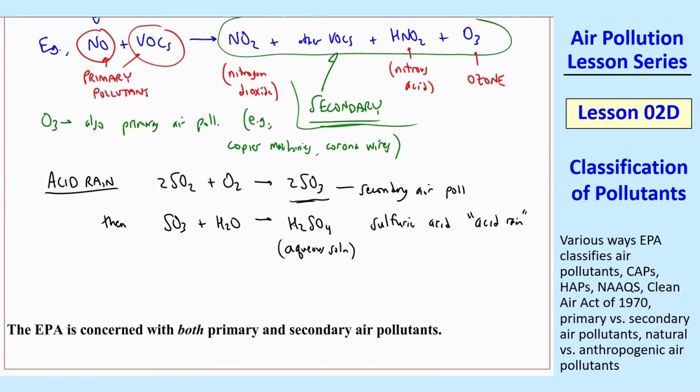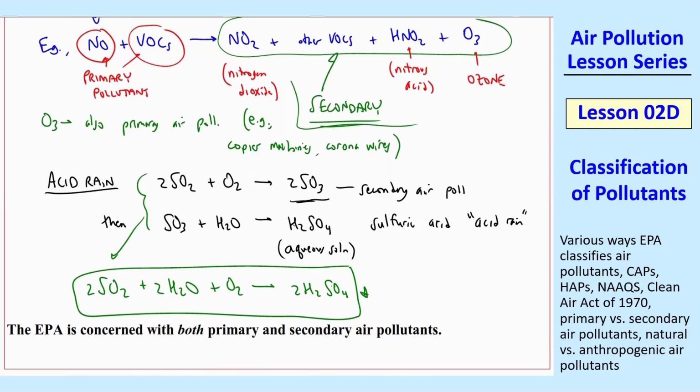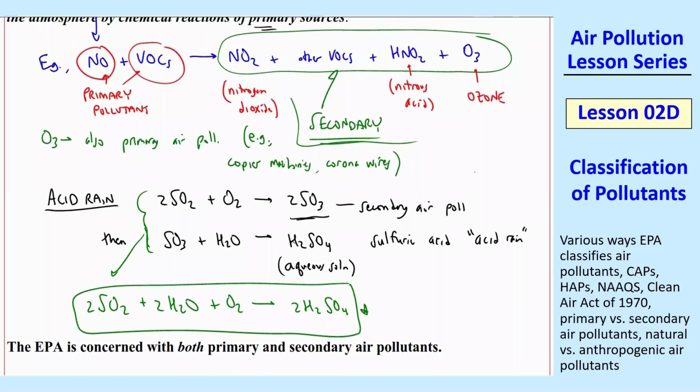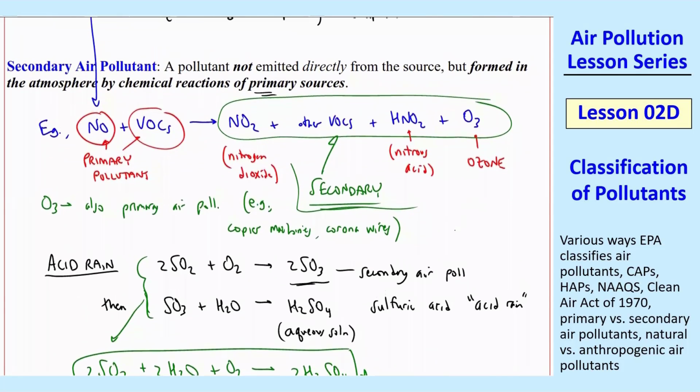Now you could combine this chemical equation and just say 2SO2 plus 2H2O plus O2 yields 2H2SO4. That would also be a proper chemical equation, but it really happens in two steps like I first wrote out. EPA is concerned with both primary and secondary air pollutants, and we'll see later that some of their criteria have both of those in there.